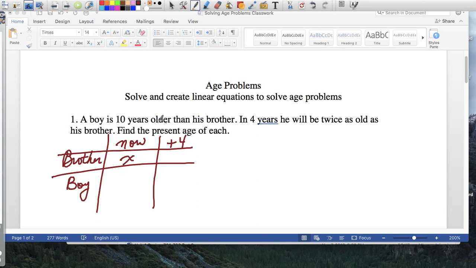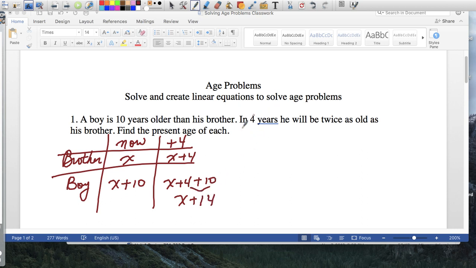And the boy is 10 years older than his brother, so it'd be X plus 10. In 4 years, it's going to be X plus 4 for the brother, and the boy is going to be X plus 4 plus 10, which we can write as X plus 14. X plus 14, right? These two combine.